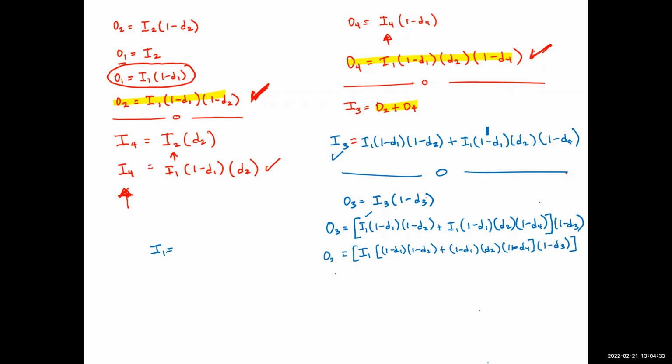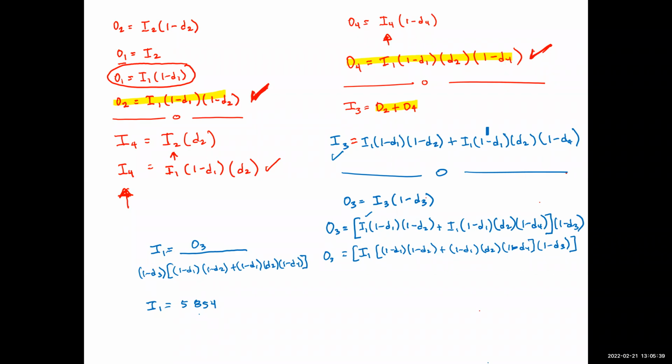So O3 equals this, and then I1 is going to be equal to O3 divided by all this. 1 minus D1, 1 minus D2, plus 1 minus D1, D2, 1 minus D4, and multiplied by 1 minus D3. So this is the final expression. I got the equation in terms of I1, which is the unknown, and I know O3 is 5,000, and I know D1, D2, D3, D4. So if I substitute all those numbers, I'll get I1 equals 5,854.